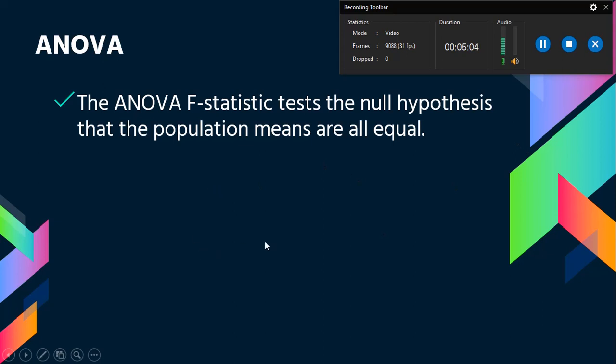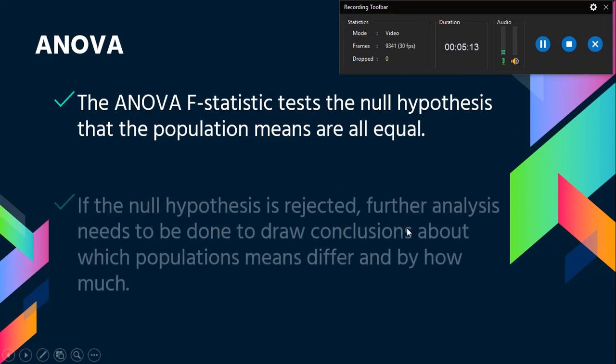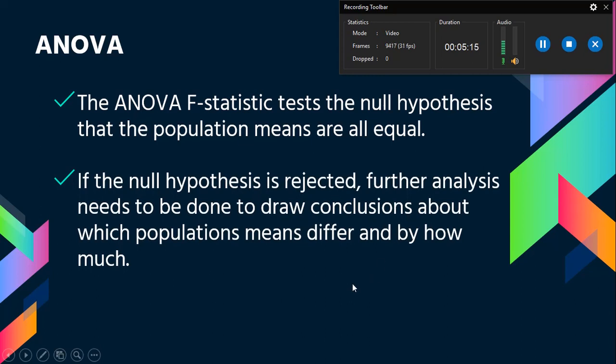When we run the ANOVA F statistic, we're testing the null hypothesis that the population means are all equal. And that was why we pooled in the first place. If we have evidence to reject the null hypothesis, we don't just say that the test is over. We actually have to analyze our conclusions and figure out which populations are different and by how much.